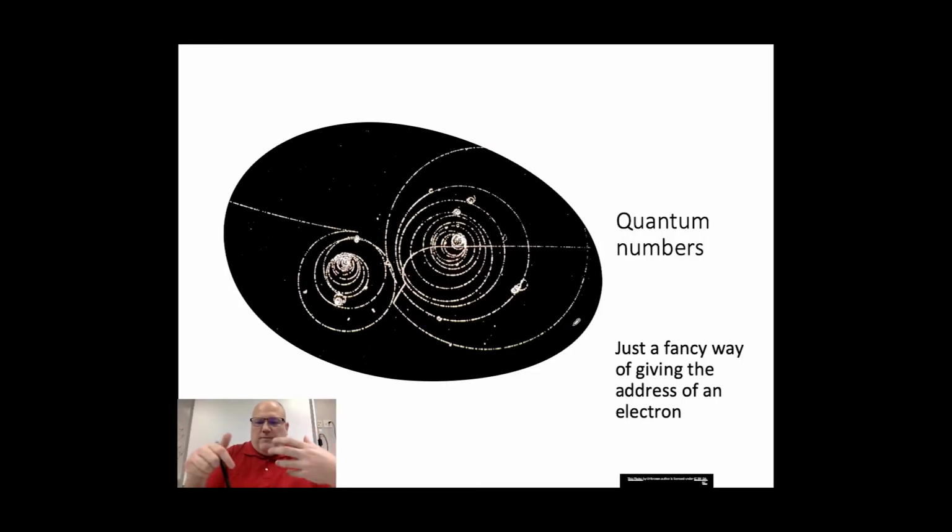So what the heck are quantum numbers? In reality, although it sounds really scary, they are just a fancy way of giving the address of an electron, where an electron is. In particular, it's kind of showing us which orbital or home an electron is in. It's very similar to longitude and latitude.